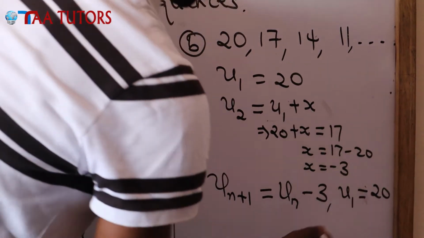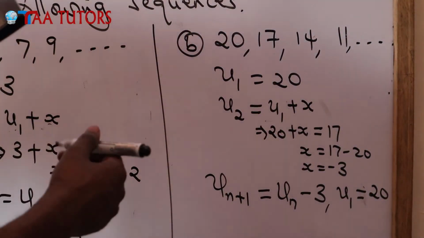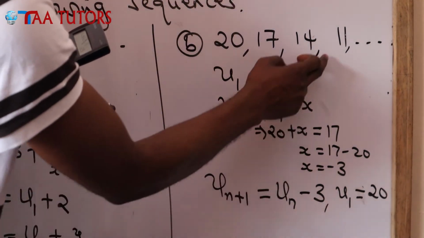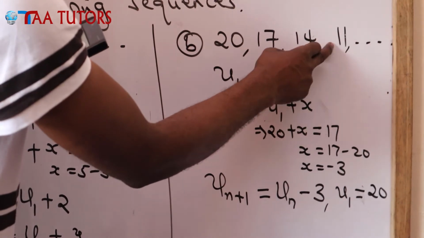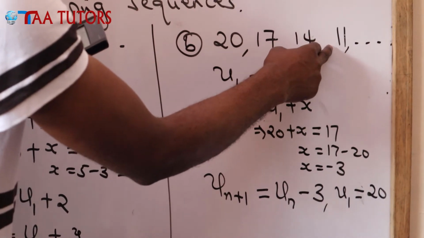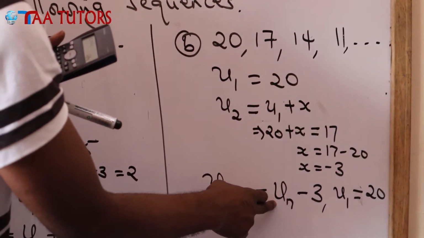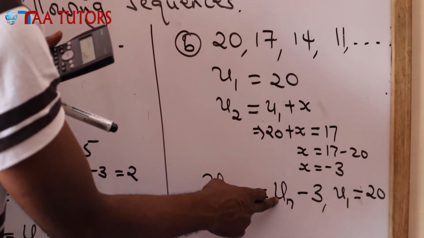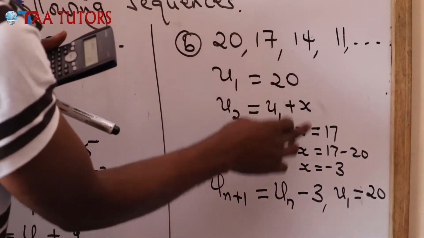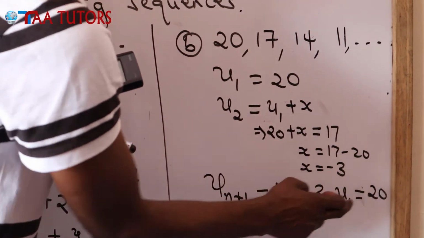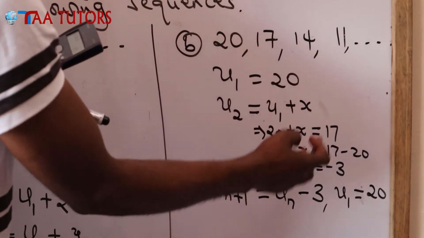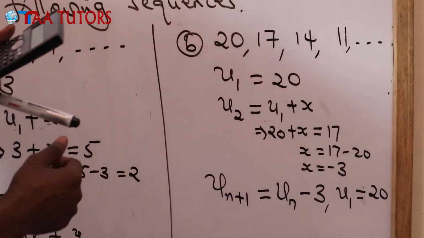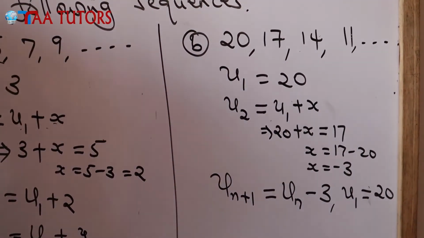So you realize that we cannot solve this problem if we don't have the first term. It would be very unlikely for us to do this. So if I want to get, let's say, the fourth term, what will it be? The fourth term will be un, which is the previous one, 14, minus 3, which is going to be 11. If I want to get 14 here, I'll say un, and the previous term is 17, minus 3 is going to be 14. So that is what that one is going to give you.